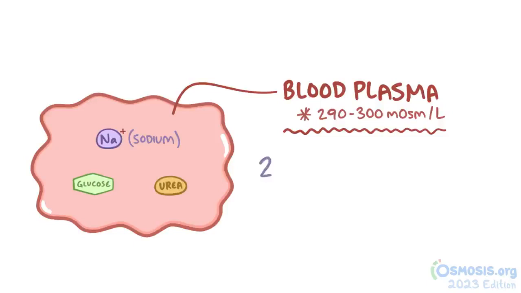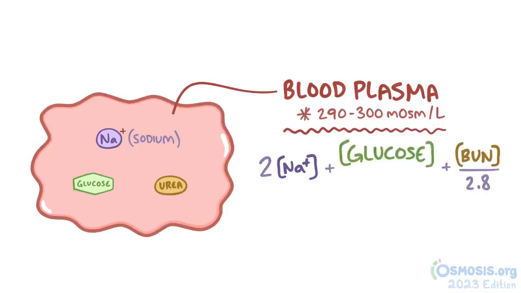2 times the concentration of sodium ions, plus the concentration of glucose divided by 18, plus the concentration of blood urea nitrogen divided by 2.8, where the concentration of glucose and the concentration of blood urea nitrogen are measured in milligrams per deciliter. Both glucose and blood urea nitrogen can be converted from milligrams per deciliter to milliosmoles per liter by dividing them by 18 and 2.8, respectively.